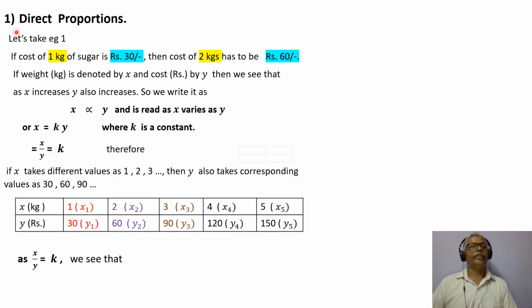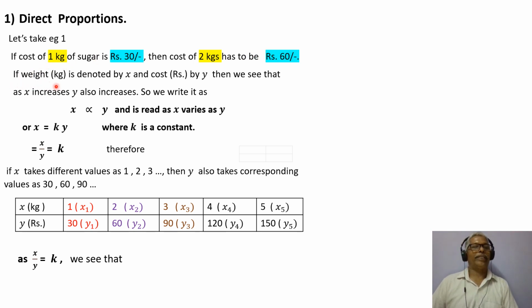Now study in detail direct proportions. We will take the same example of sugar. Let us take example number 1. Read it. If cost of 1 kg of sugar is rupees 30, then cost of 2 kgs has to be 60. Okay. So we will only consider this example. We have to convert this statement into a mathematical language. Okay. And how to convert that?